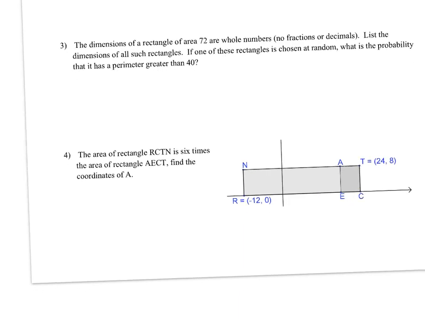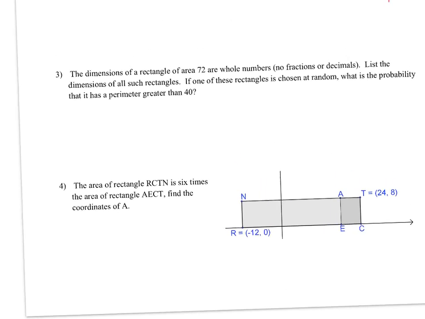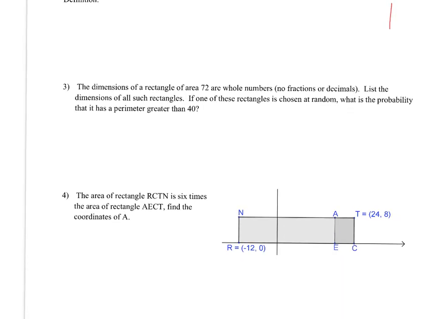List all the dimensions of all such rectangles. So thinking about it, I'm going to list them all in here. Like the first one can be 1 times 72. So it's a really long, thin rectangle where the width is 1 and the length is 72.